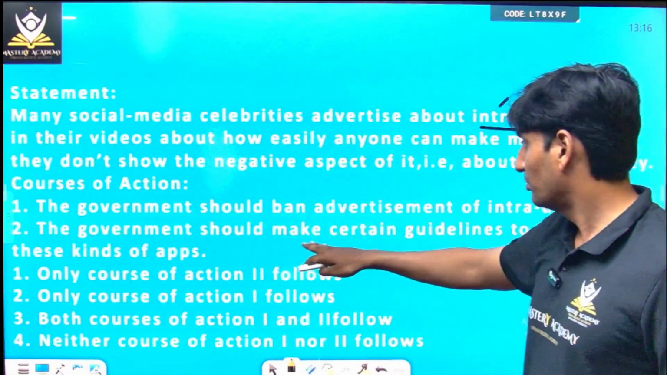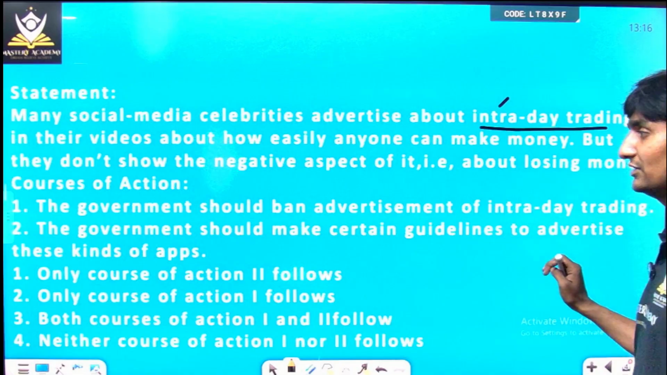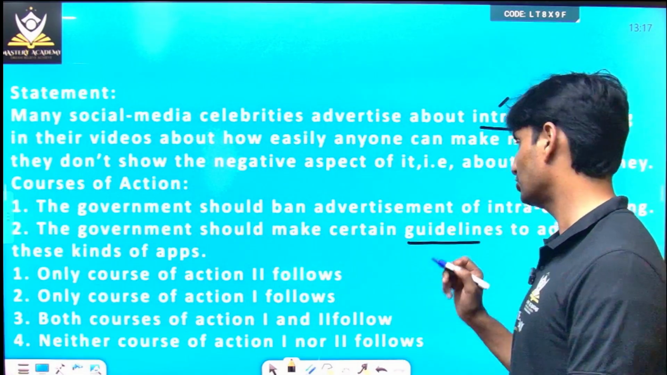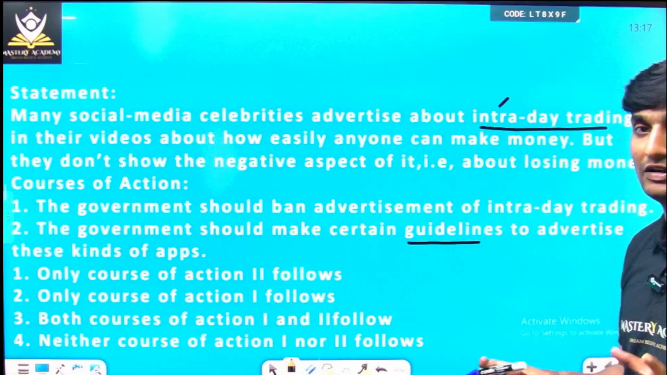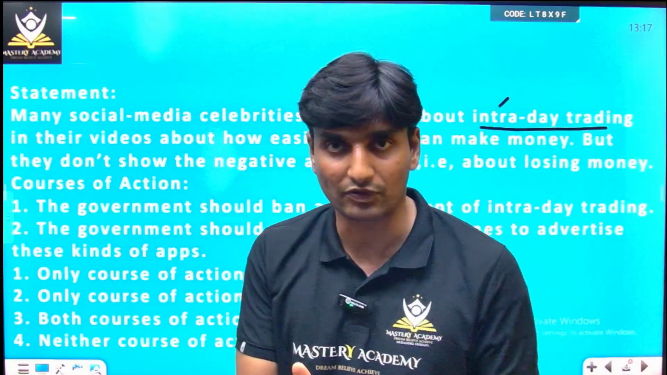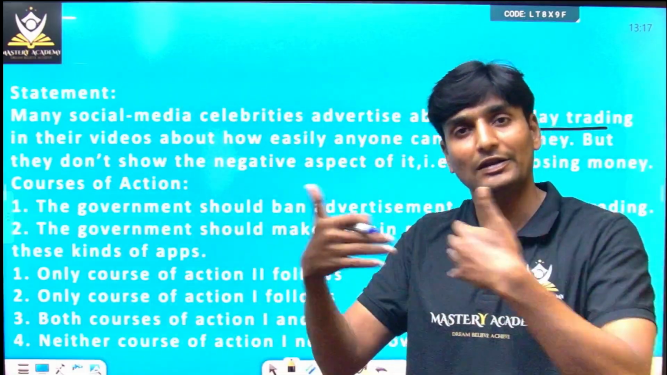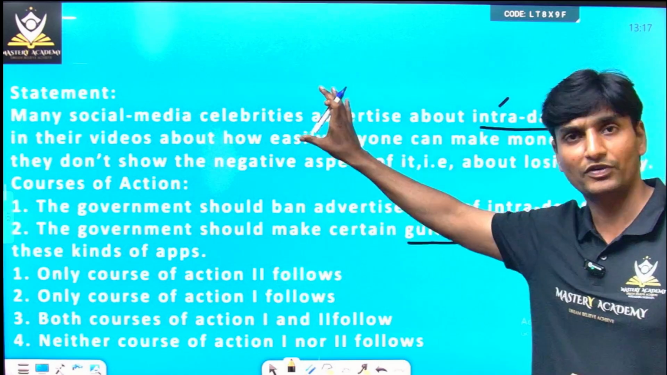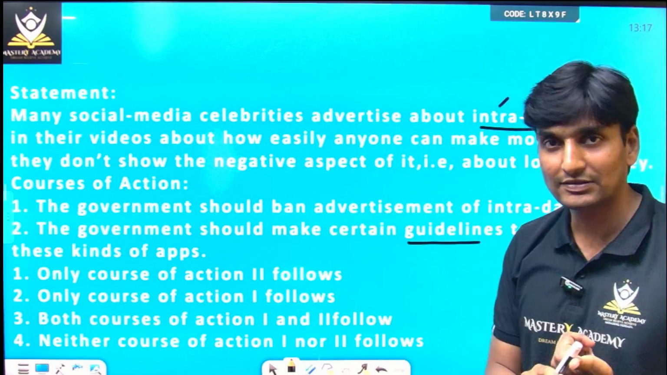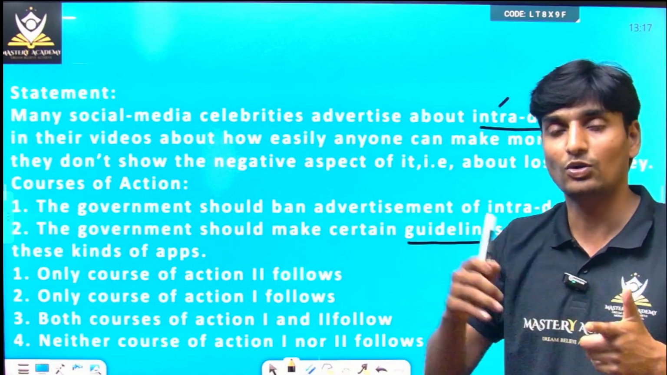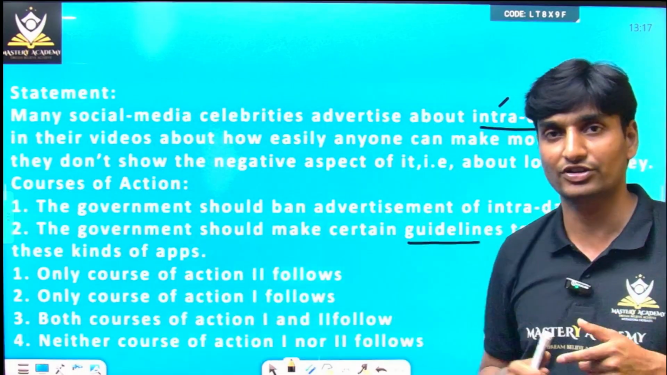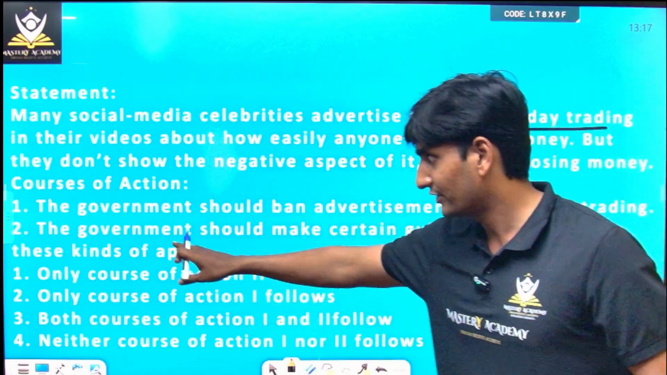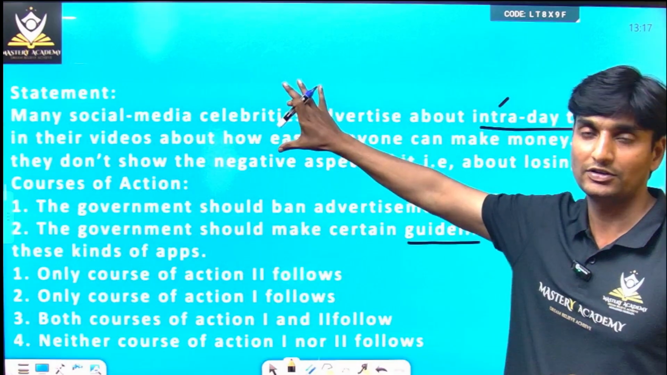The government should make certain guidelines to advertise these kind of apps. Yes, the second statement suggests the government should make some form of restriction, some guidelines. The government should take some steps in order to tell the people as to how to deal with these kind of applications. So this somewhat fits in. The government cannot completely ban the celebrities, but it can take certain steps in order to make the public or the general people know, to get the idea, an awareness campaign kind of situation. So this second statement, it fits the summary here.